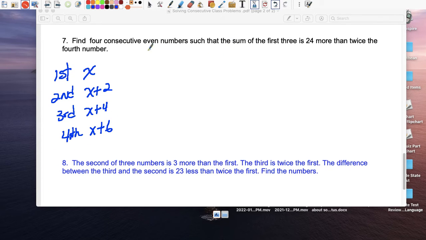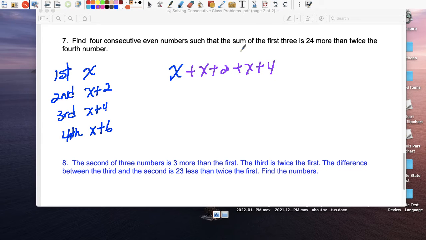It says find 4 consecutive even numbers such that the sum of the first 3. So let's add the first 3, the first number, the second, the third. So we got x. I'm going to change colors here. Second number, x plus 2. Third number, x plus 4. Notice I'm not putting parentheses here. The only reason I'm not doing that is because they're all being added. If it was subtraction, I would put parentheses. But with addition, we don't, because when we remove the parentheses, by pretending there's an invisible one and doing the distributive property, it's going to come out the same.